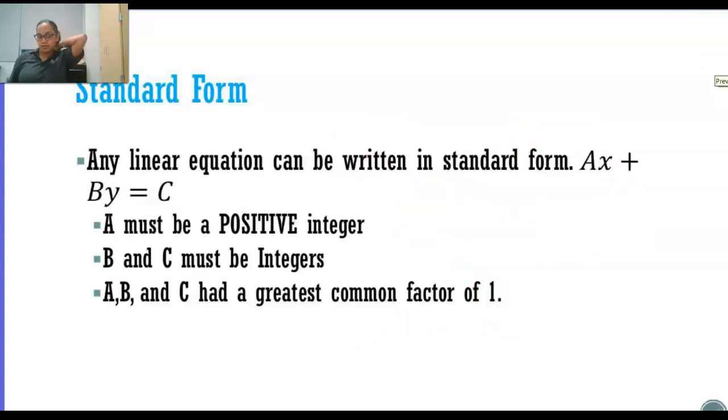So let's talk next about standard form. Standard form is a form of linear equation. It can be written in this way. I don't like how that came out, so I'm going to rewrite it. ax plus by equals c. A has to be a positive integer, so a positive whole number. B and C must be integers. A, B, and C have a greatest common factor of 1.